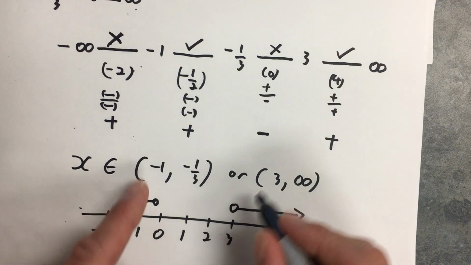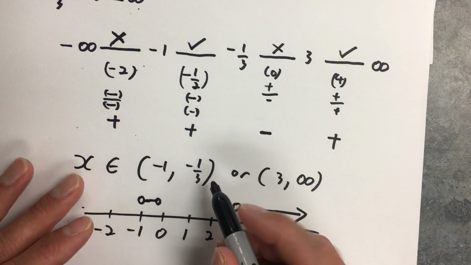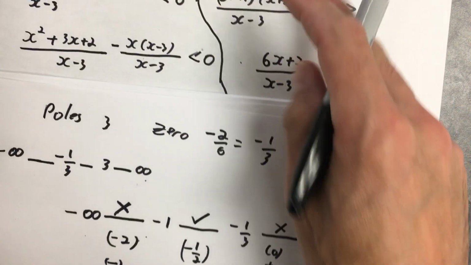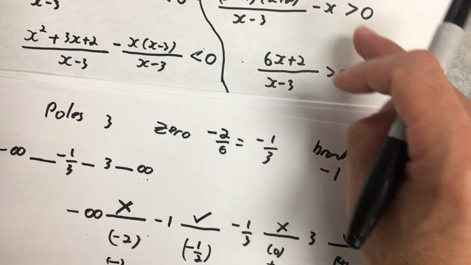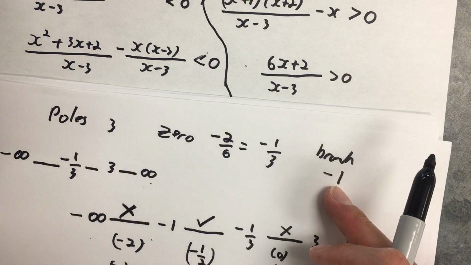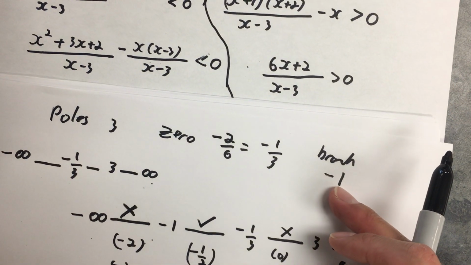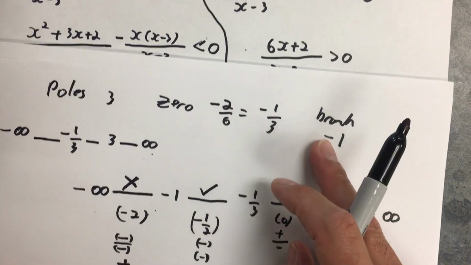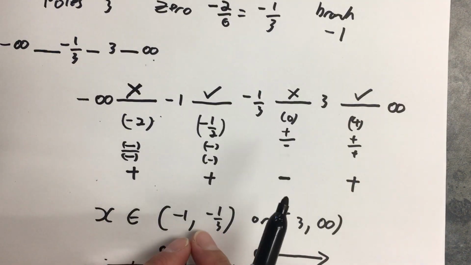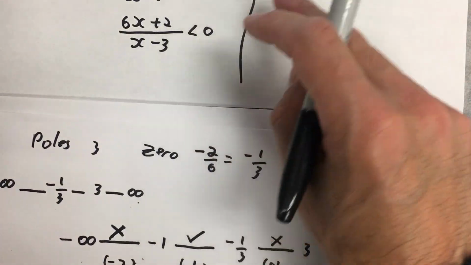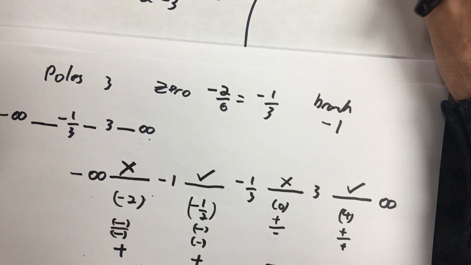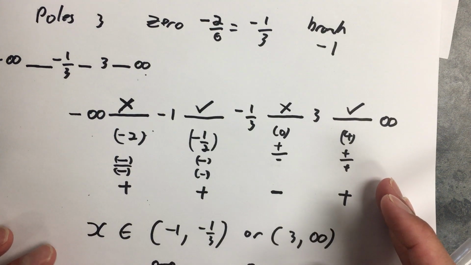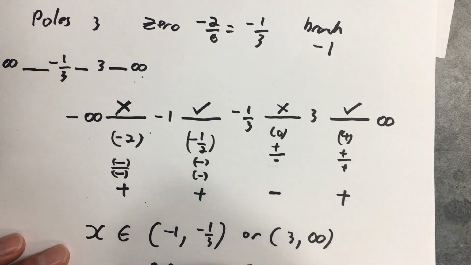Now, these are open because we're not including the endpoints. Those endpoints come from where this branches off, so it's either one side or the other. We can't actually be equal to -1, because if we were, then we would have been dividing by 0. So it's not going to be strictly greater than or strictly less than any particular value at the asymptotes or the zeros or the branch point. So we don't include the endpoints in this.